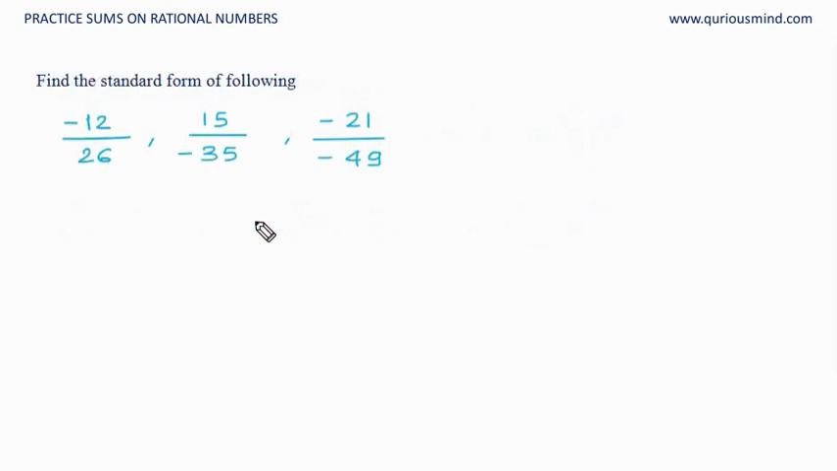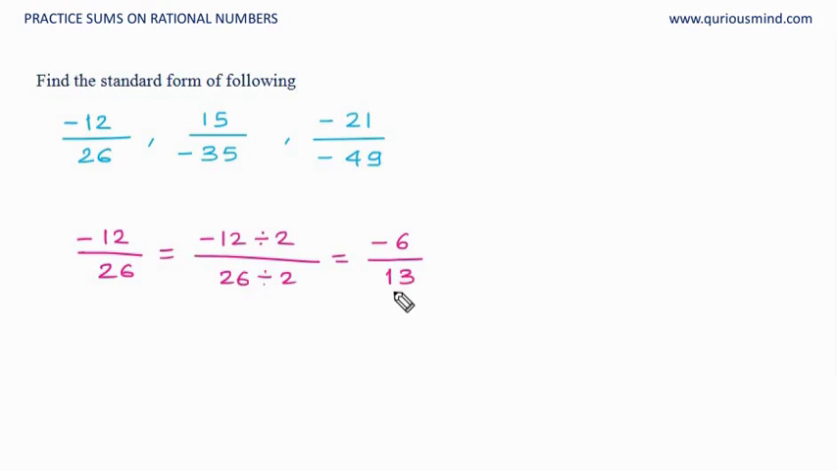Let's do the next one. Find the standard form of the following. Minus 12 upon 26. First, let's find the lowest form. For that, we need to divide the numerator and denominator by the common factors. So here, 2 is a common factor. 13 is a prime number, so no more common factors. So we have reached the lowest form. Now, for standard form, the denominator should not be negative. And we see the denominator is not negative here. So this is our standard form.